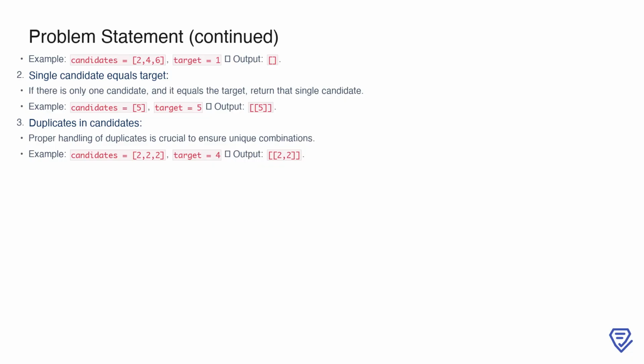If there's only one candidate and it equals the target, the output should include just that single candidate. For example, candidates equals [5], and target equals 5 would result in [[5]]. Proper handling of duplicates is critical to ensure unique combinations, as shown in cases like candidates equals [2,2,2], and target equals 4, where the output should only include [2,2]. This careful attention to uniqueness ensures the solution meets the problem's requirements.